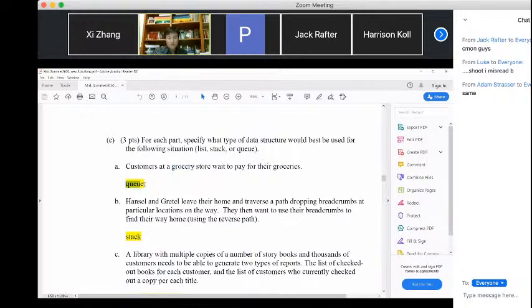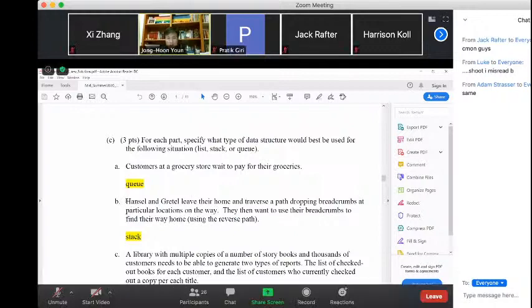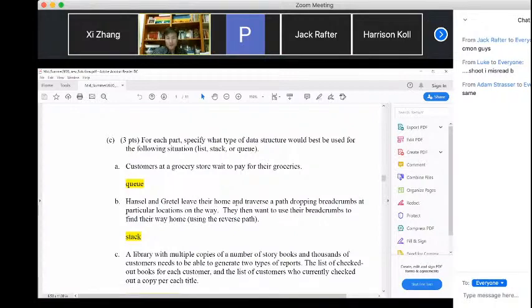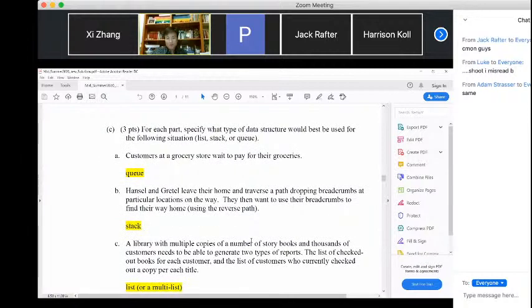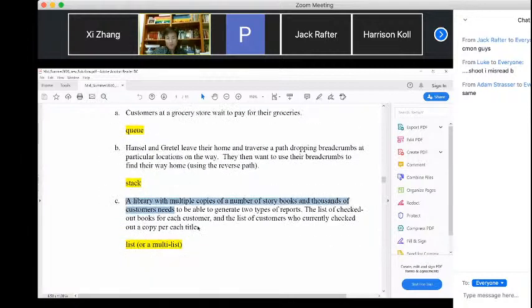And then this Hansel and Gretel example, the returning path is the reverse of the coming path. So stack will be the better structure to maintain the path. And this one is very similar to the university registration problem. So multi-list will be the best way to do it. If you just put list or multi-list, you got the full point.